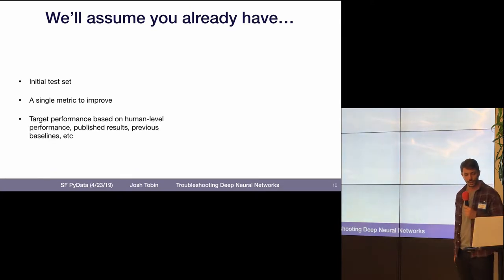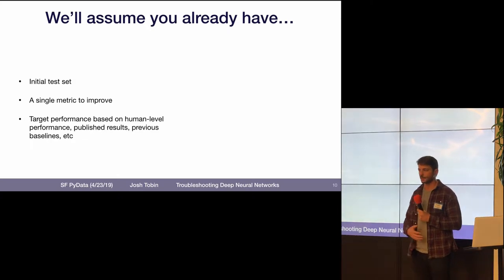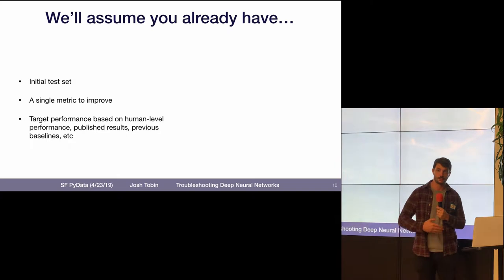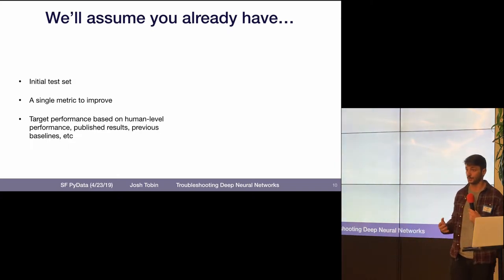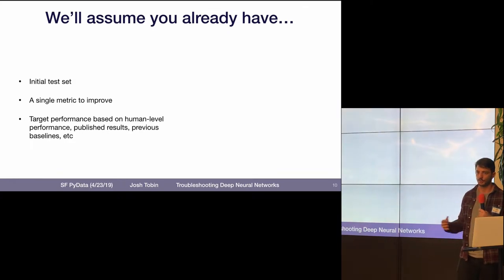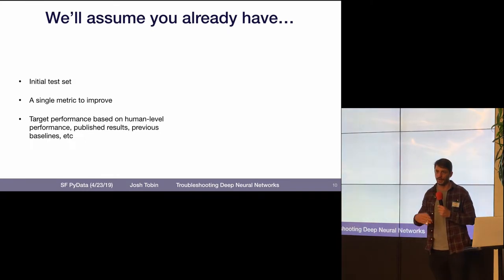And then the last thing that you need in order to start using this procedure is a target performance. And this could be based on a lot of things. It could be based on the paper that you read. It could be based on human level performance, or even something really, really simple, like the best linear regression model you can come up with. But you need some way of telling, on an absolute scale, if your model is doing anything reasonable at all.